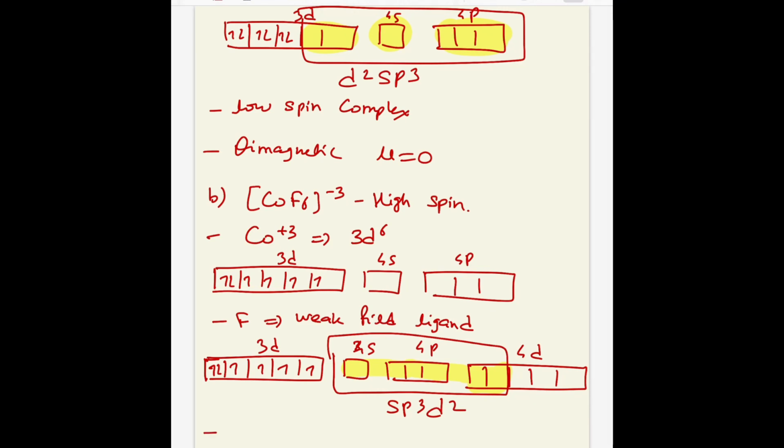So there are 4 unpaired electrons. So the magnetic character is paramagnetic in nature. We can find out its effective magnetic moment, that is mu effective. It is approximately 4.9, so mu effective is 4.9 BM, Bohr magneton. So that is the second example, the second complex, that is the high spin complex.